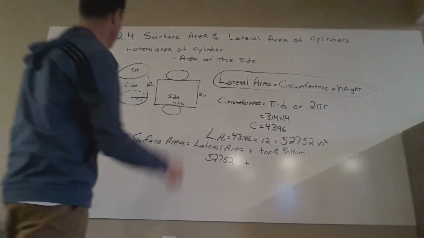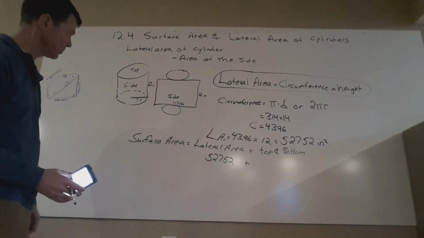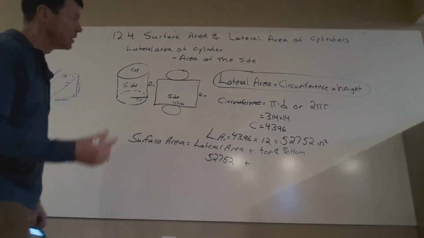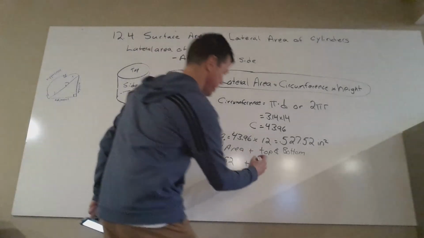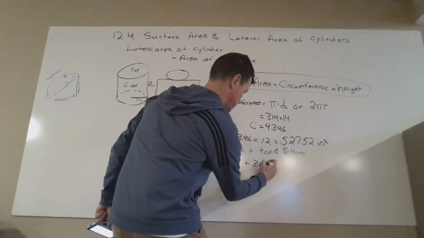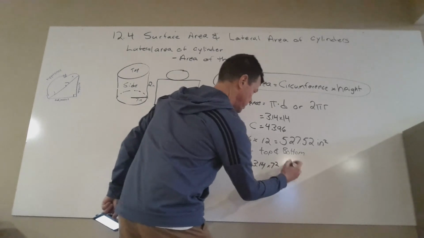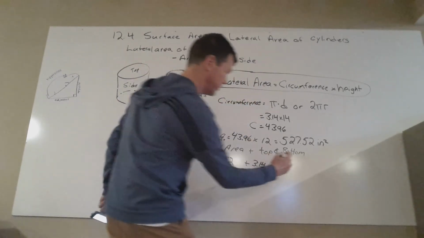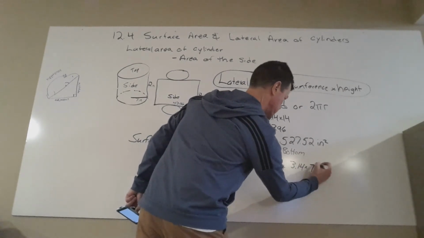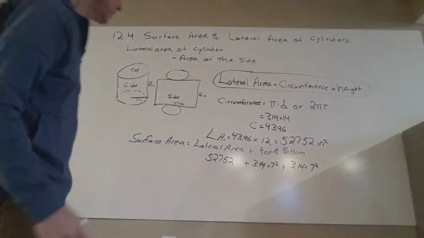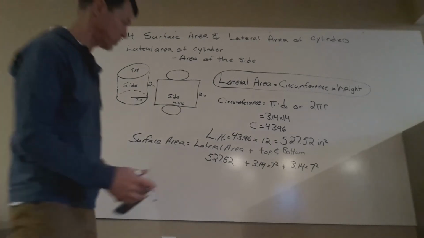Plus the area of the top. Well, the top has got a radius of 7 inches, same as the bottom, and that would be pi times the radius squared. So 3.14 times your radius squared, plus that again, because I need the area for the bottom, 3.14 times radius squared. All right. Do your calculations, and that is going to be the total surface area.